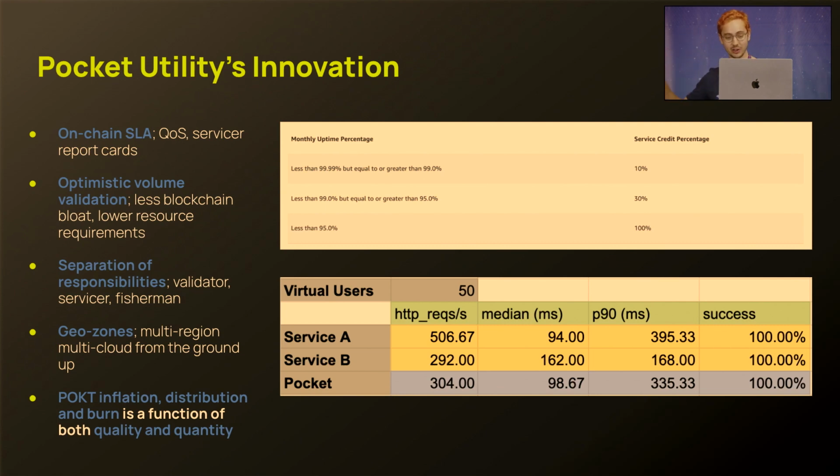And I don't have too much time to get into the other details, but on the bottom right here, you see a diagram where we can compare Pocket V0, not V1, to some other centralized services available today. And we're not only competitive in the P50 and P90 latency, but we're in fact doing better while not sacrificing decentralization and being a multi-region, multi-cloud service from the ground up.